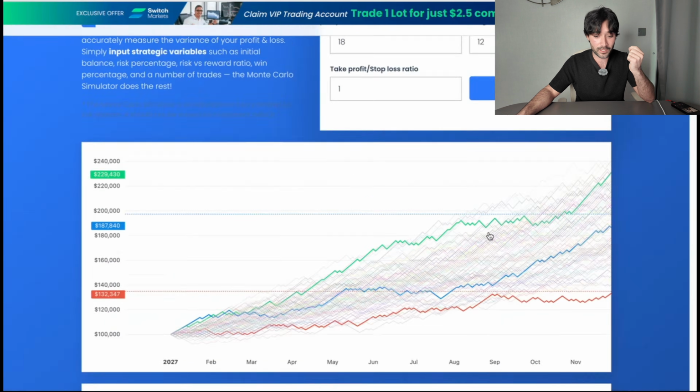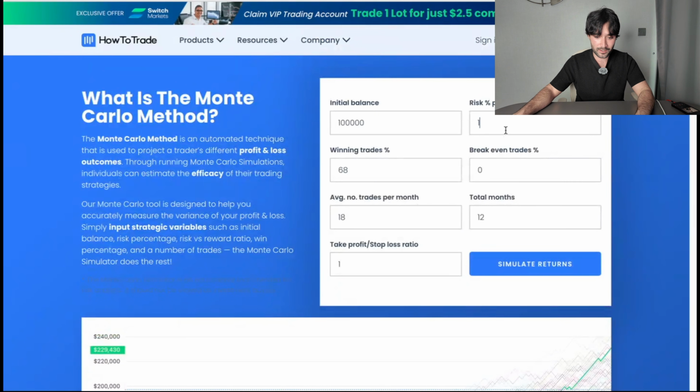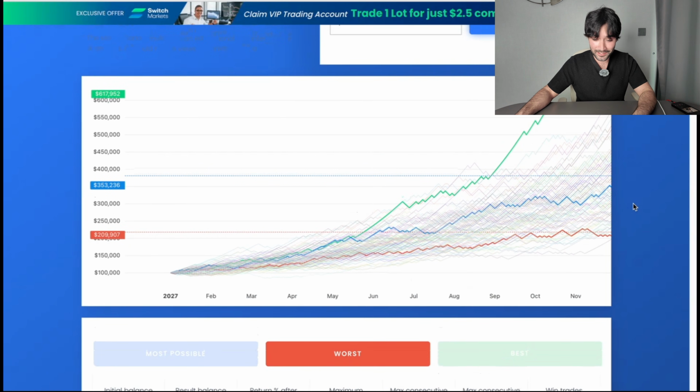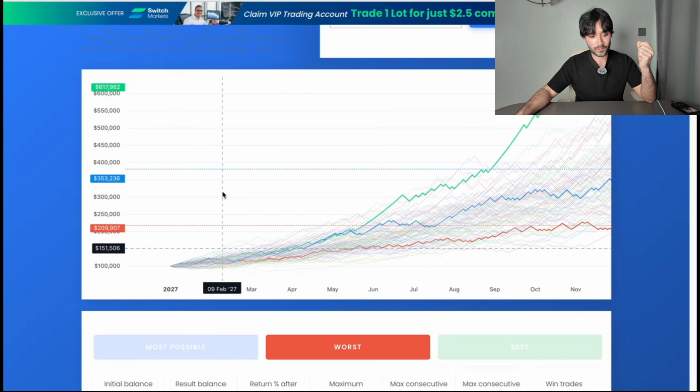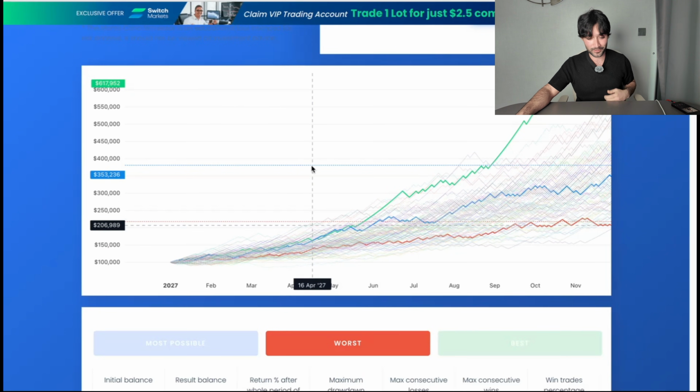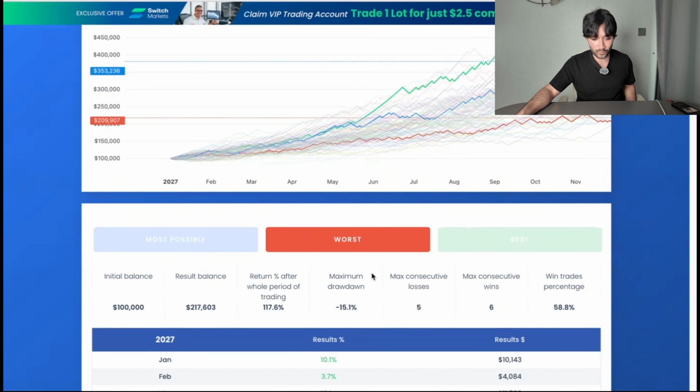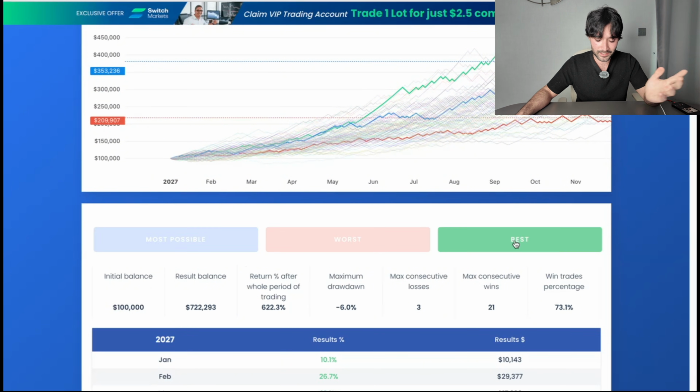But for the sake of this video, let's just go ahead and do 2% per trade, which is still a reasonable and responsible amount to risk on a regular basis. And we'll simulate the returns here. And as you guys can see, in the best case scenario, it had about a 6x on the account. In the most possible case scenario, a 3.5x. And in the worst case scenario, the account still doubled, which is absolutely insane. And in the worst case, we're still checking the box on under 20% drawdown. Most possible 8%, in the best case 6%.